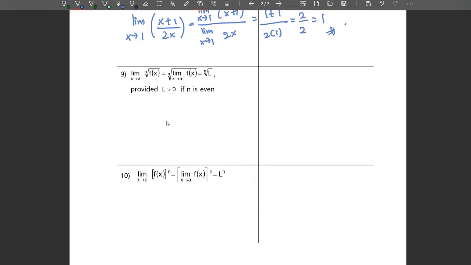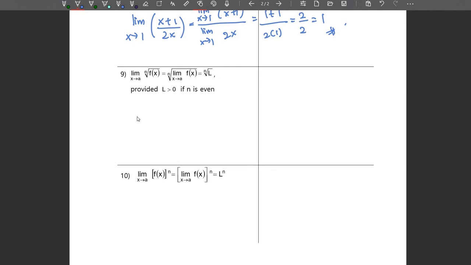Okay, the 9th property is the limit of the nth root of f(x) as x approaches a, which is equal to this; it can be factorized like this, which equals the nth root of L, provided that L must be greater than 0 because this is a root, if n is even. And if n is odd, it can be negative because it is a power of odd numbers.